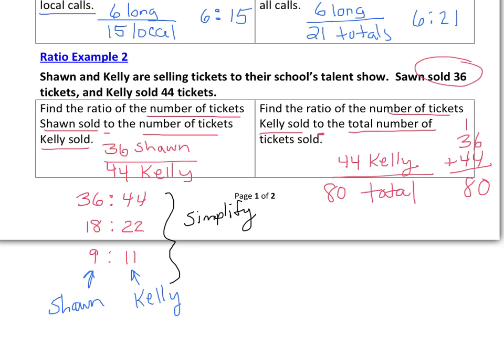Again, it's a good idea to simplify. We see that both the numerator and denominator can be divided by 4. So I'm going to divide 44 by 4 and get 11. And I'm going to divide the total number by 4, and I'm going to get 20. So what does this mean? Out of 20 tickets sold, 11 of them were sold by Kelly.